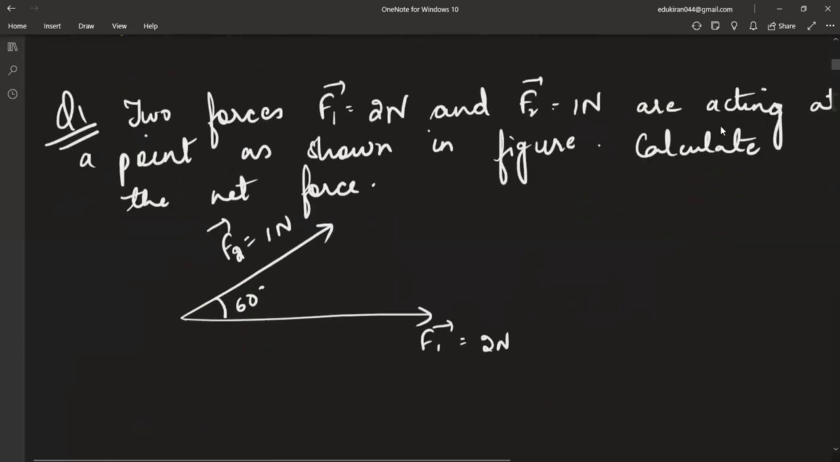All right. Okay, one question. Two forces, 2 Newton and 1 Newton, are acting at a point as shown in the figure. You have to calculate the net force. So this is one vector, this is one vector. What is the first step? Geometrical construction.